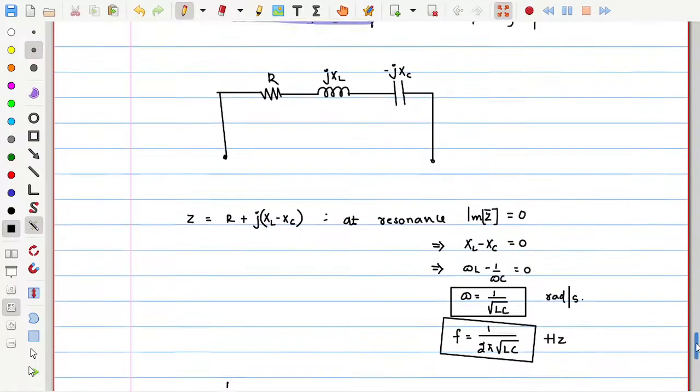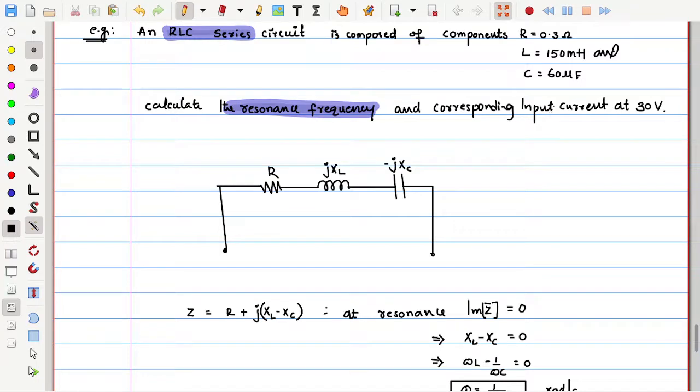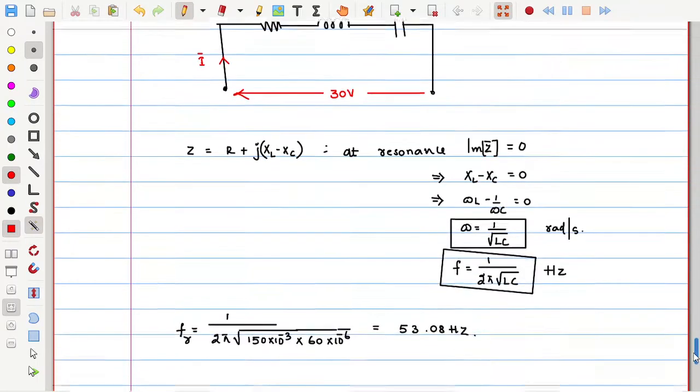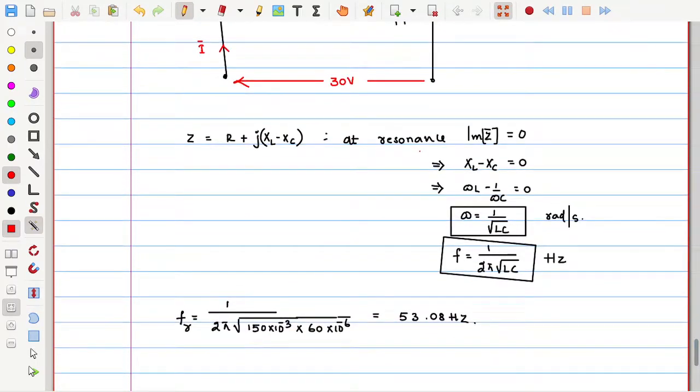Now what else they asked is the corresponding input current. What does it mean? Input current means the current taken by this circuit under this condition, when it is at 30 volts, that means the voltage across this is 30 volts. Just put every piece of information into the circuit so that it gives better clarity. Now how much is the current? Voltage divided by impedance. How much is the impedance under this condition? Under this condition the imaginary part is 0.